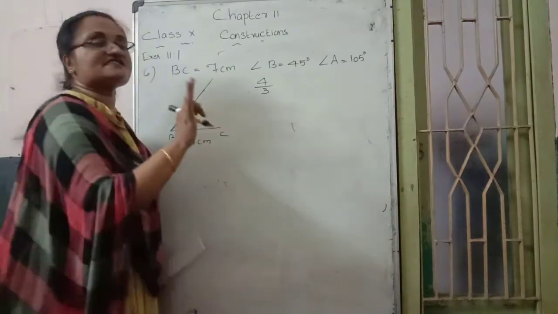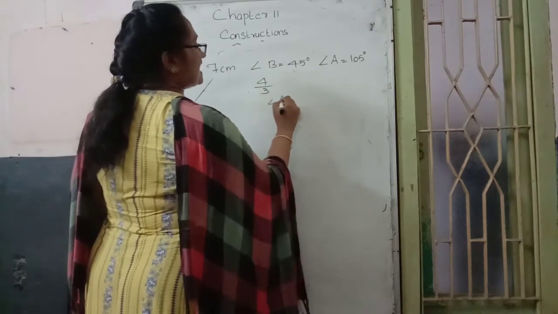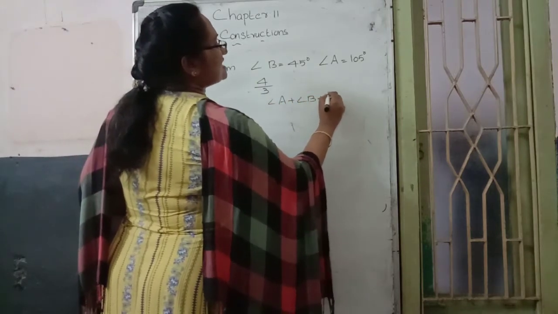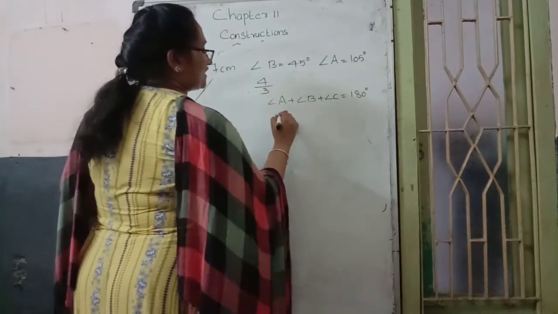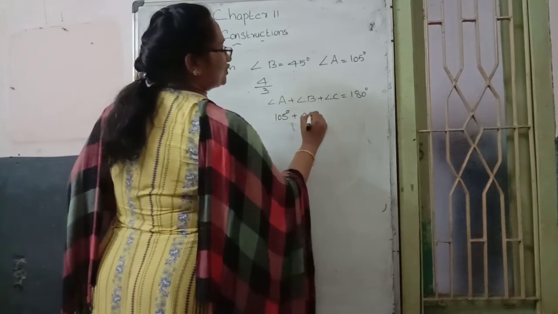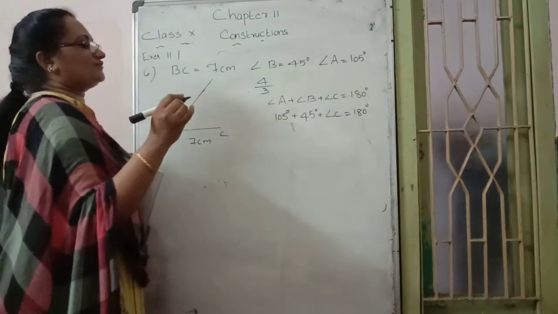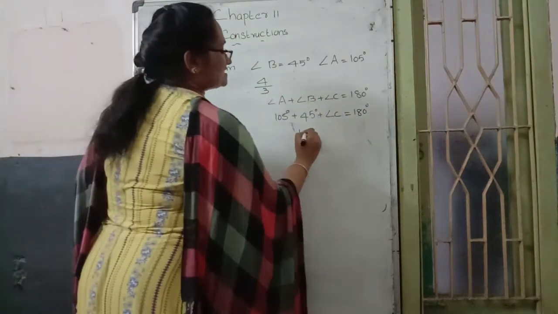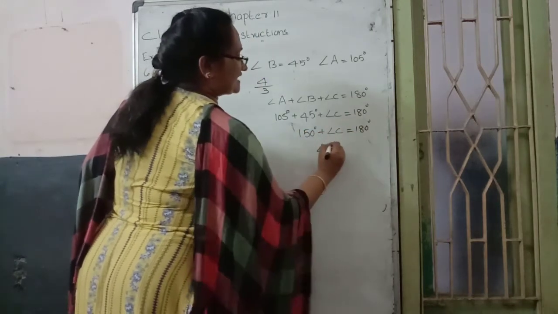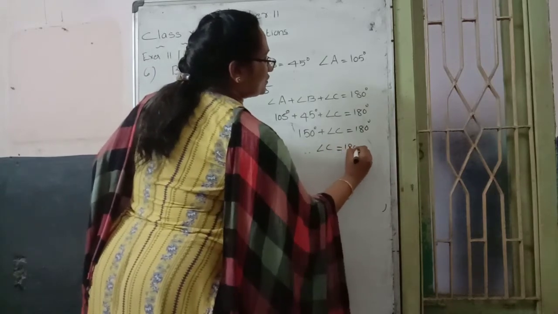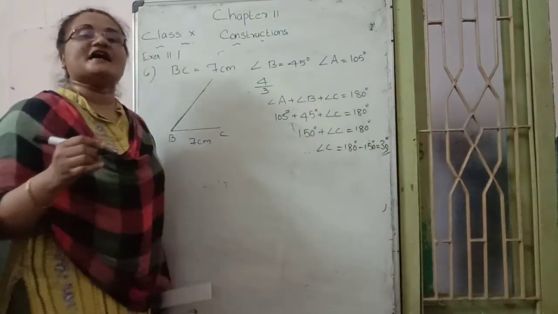The angle sum property says that the sum of three angles is equal to 180 degrees. So we can write angle A plus angle B plus angle C is equal to 180 degrees. Angle A is 105 degrees plus angle B is 45 degrees plus angle C, which we want to find. 105 plus 45 is 150 degrees, plus angle C equals 180 degrees. So angle C is 180 minus 150, which is 30 degrees.